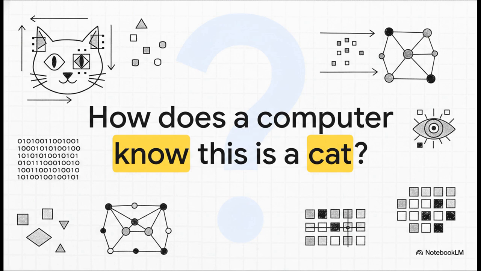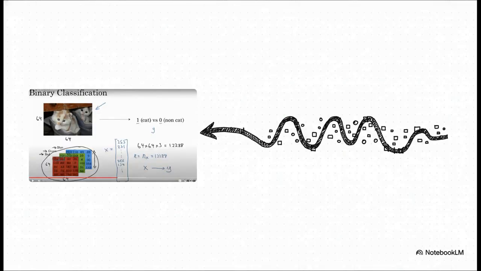Well, the secret is all about translation, turning what we see into a language that a machine can actually understand. And right there, that's the first big clue. To a computer, this isn't a cute furry cat. It's data. It's just a massive, perfectly ordered list of numbers that represents every single pixel in the image. And to make any sense of that data, we have to start with the simplest question you can possibly ask.